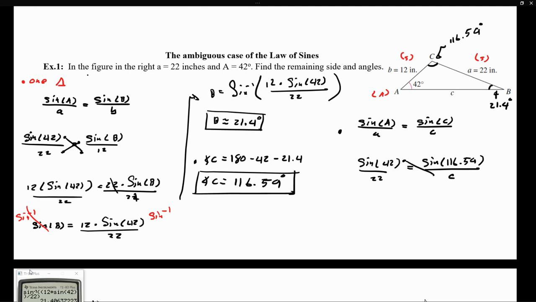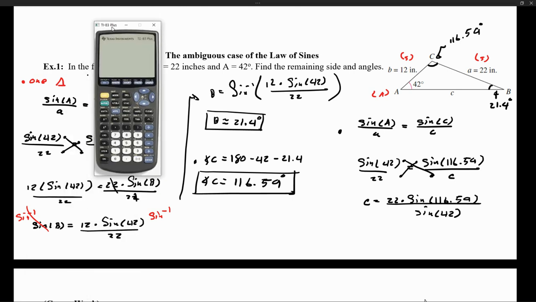If we cross multiply and solve for C, you will see that C is going to be equivalent to 22 times the sine of 116.49 over the sine of 42. And this is just something that we can use our graphing calculator for. So let's just find that value now.